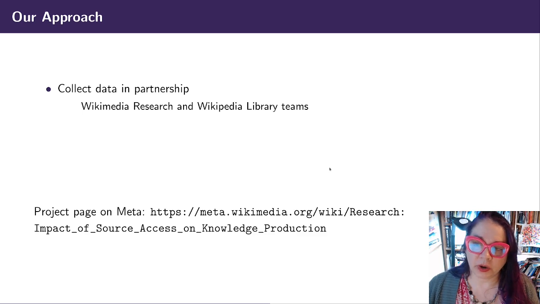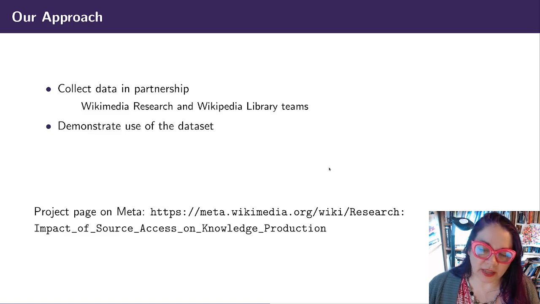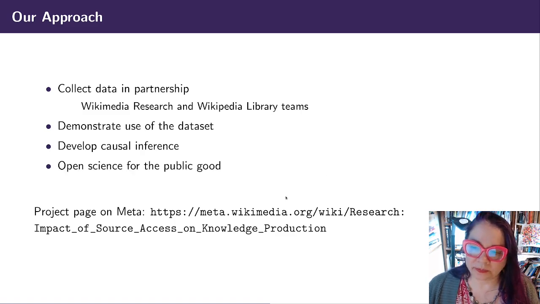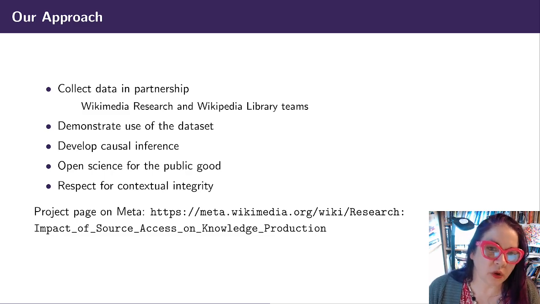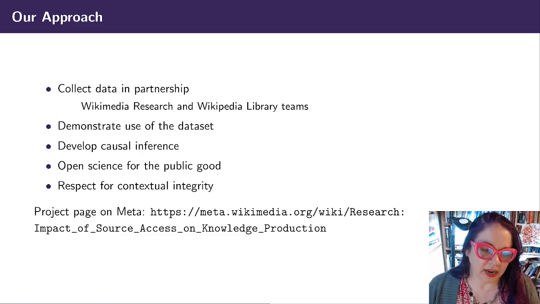Our approach to this question is to collect data in partnership with the Wikimedia Research and Wikipedia Library teams to demonstrate use of the data set and try to develop some causal inference about that. You'll be able to follow our progress on our Meta page. We're both very committed to open science for the public good and respect for contextual integrity because we know Wikipedians are not necessarily aware of or really thinking about research that comes after them when they make their contribution. So we want to make sure we respect the context in which the contribution was originally made.